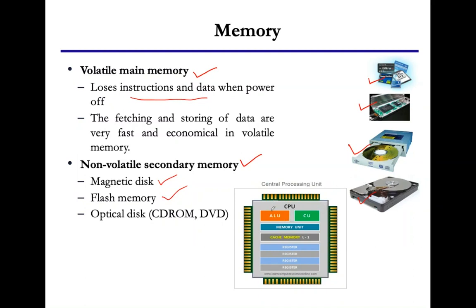In the central processing unit, these are the functional units, but after that the memory unit will be there. In this memory unit you can find the volatile memory and non-volatile memory. In volatile memory you can find the cache memory level 1, level 2, level 3, and then all the registers that you can find here.